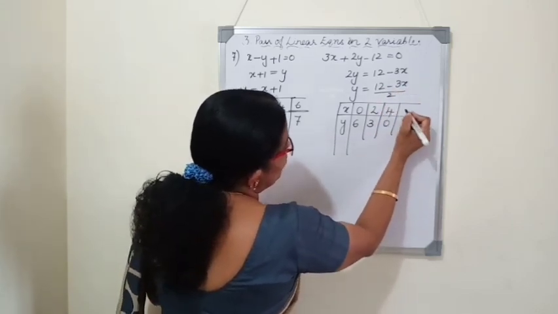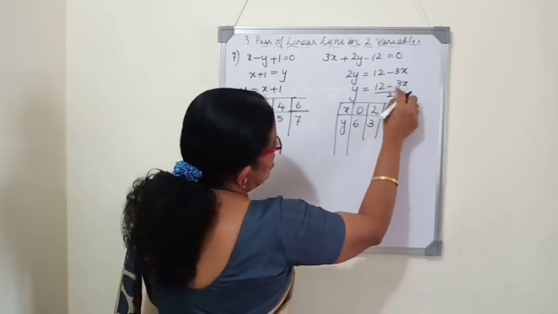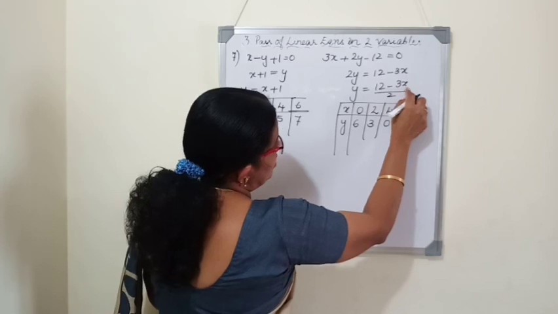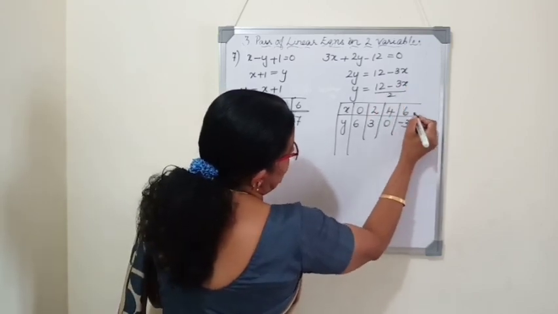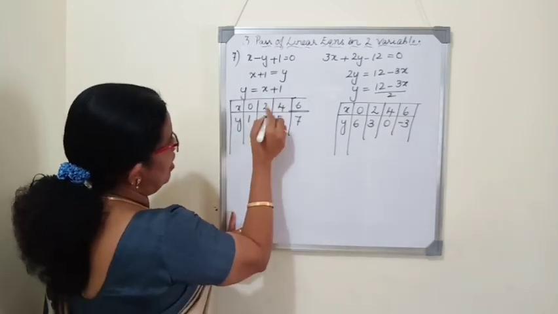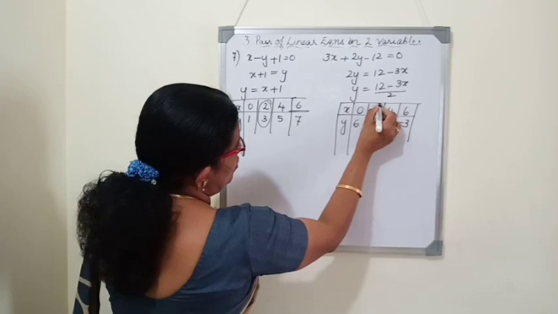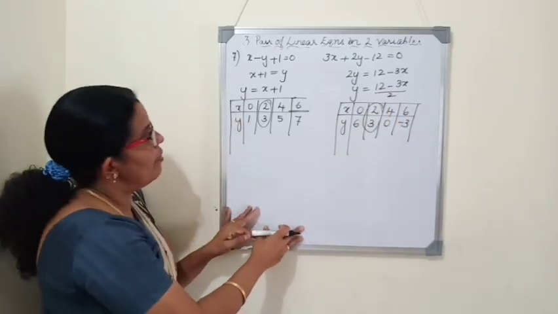Now if we give 6. 6 3s are 18. 12 minus 18, minus 6. Minus 6 by 2, it is minus 3. Now we'll see that any common value is there. See here, 2, 3. So the lines will intersect at a point. Now we'll draw the graph and we'll see the triangle.